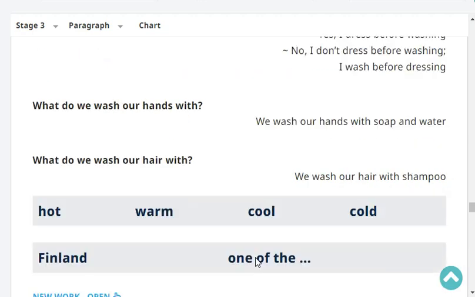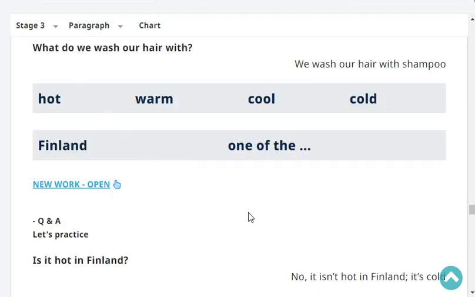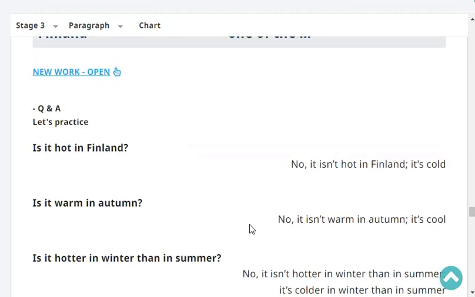What do we wash our hands with? We wash our hands with soap and water. What do we wash our hair with? We wash our hair with shampoo and water. Very good.